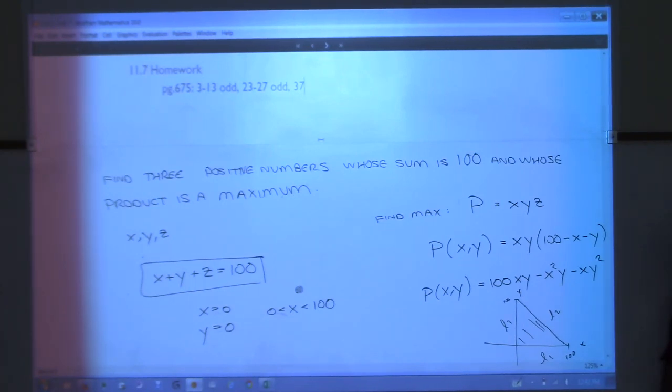We're going to come back. We're going to have to finish this section up. Right now, you can do 3 through 13, 23 through 27. 37 is a word problem like this. Would it be almost like a partial derivative chain rule problem? How do you mean?